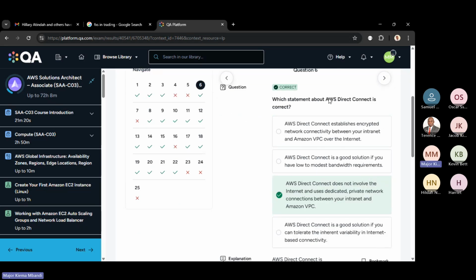So this one, just to review briefly, we got it right. Which statement about Direct Connect is correct? They say AWS Direct Connect does not involve the internet and uses a dedicated private network connection between your intranet and Amazon VPC. And this is the major distinction between Direct Connect and VPN. They are both secure, but VPN passes over the internet, with encrypted traffic.